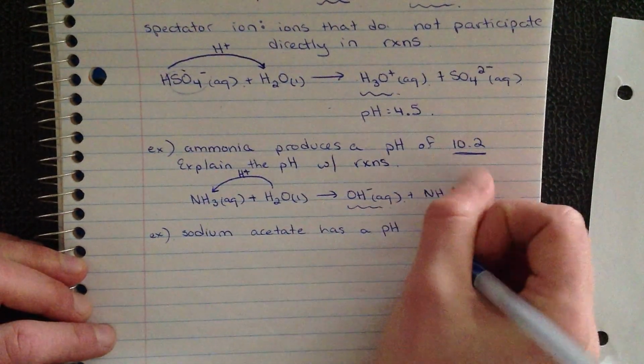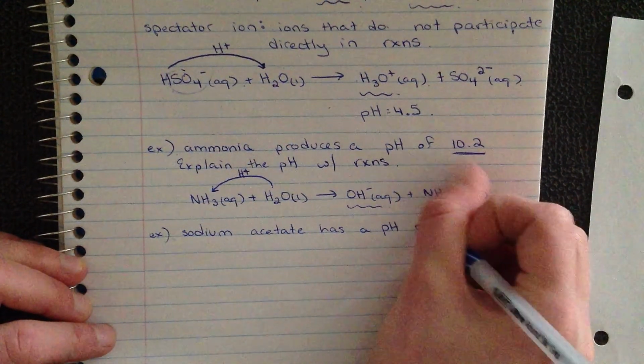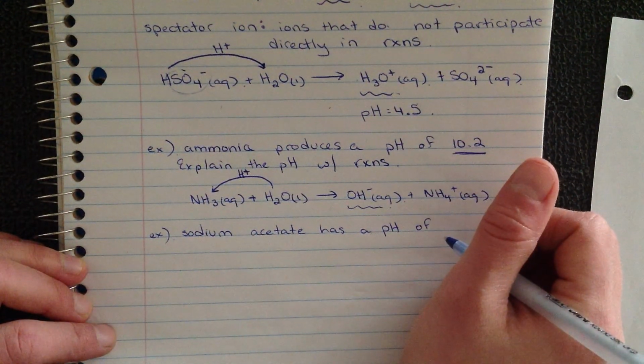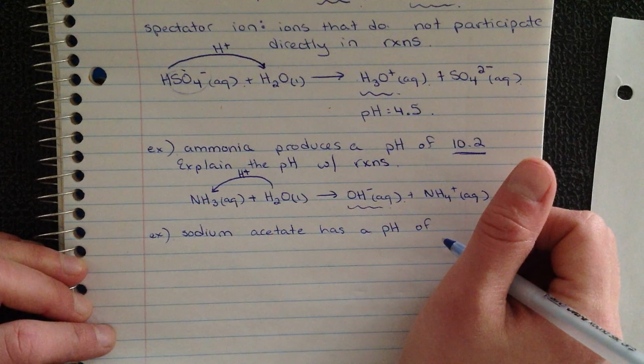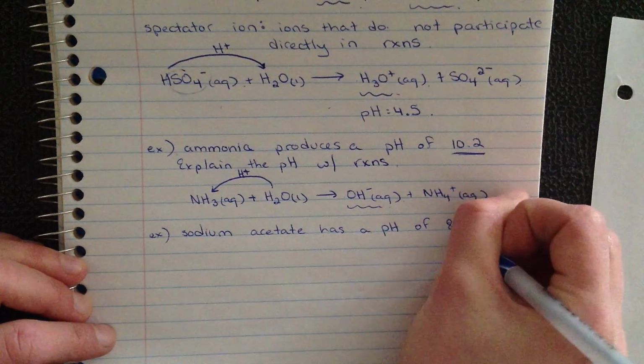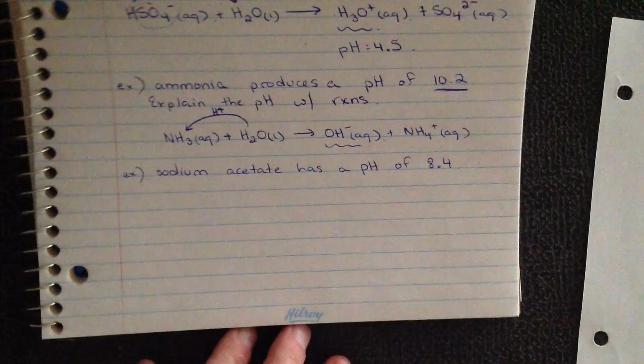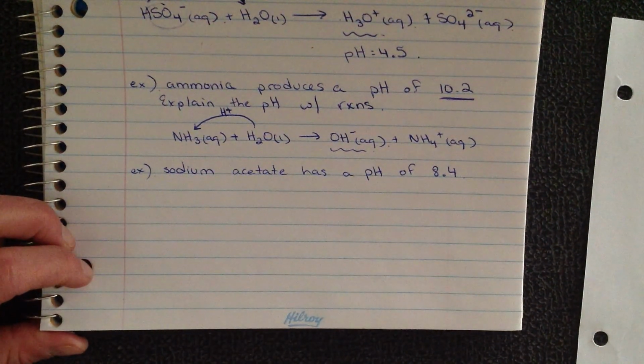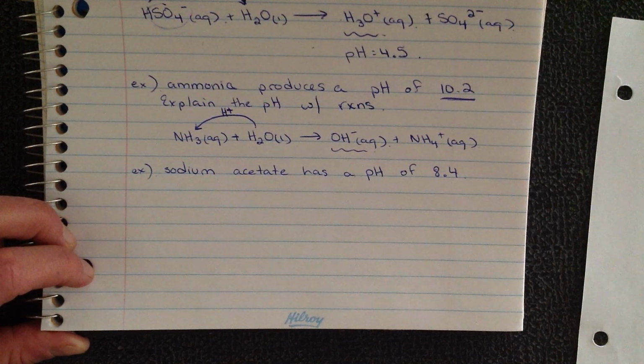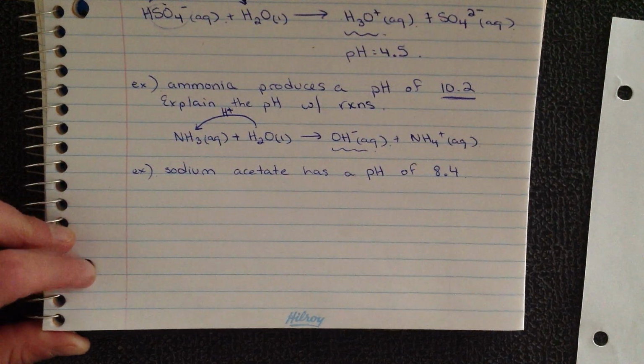Sodium acetate has a pH of 8.4. Did you want a different pH level? Okay, 8.6, please. I already wrote it. I don't like my notes messy.